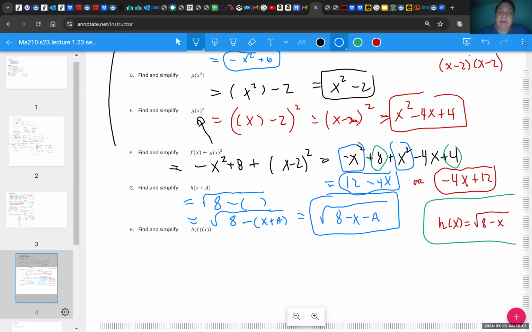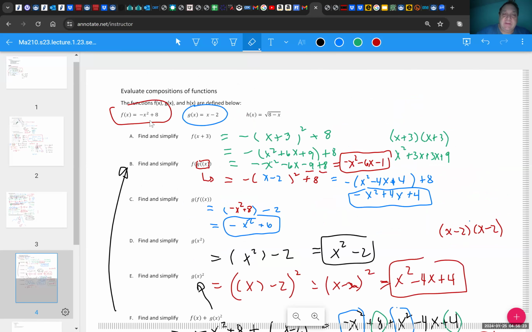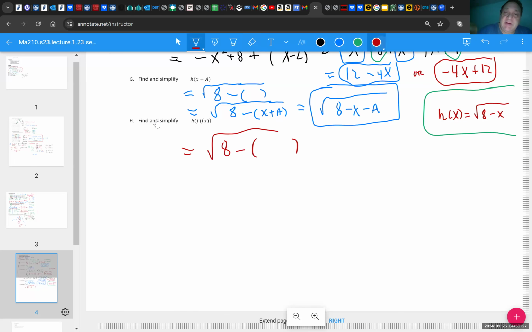All right, and then we got one last problem here, h of f of x. So we know what the h function is. I wrote it right here. h of f of x is the square root of 8 minus thing. Of course, our thing is f of x, but we're not going to put an f of x in there. We're going to actually simplify because we know what f of x is. Just to remind you, f of x is negative x squared plus 8. So we're going to put negative x squared plus 8 in there.